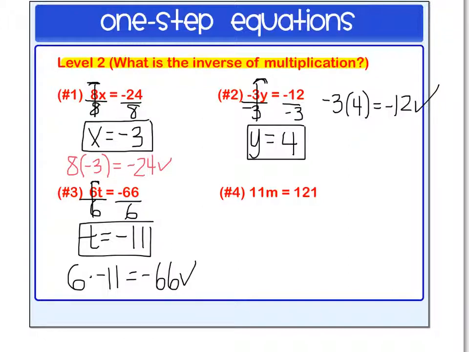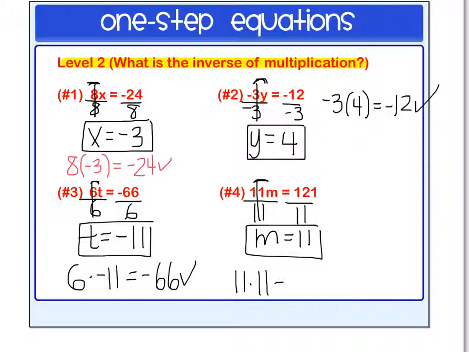On number 4, you'll notice we've got an 11 attached to our m by multiplication. To undo multiplication, we're going to divide. So we're going to divide both sides by 11. 121 divided by 11 gives me 11. I've got my 11 over 11, which is 1. 1m equals 11. To check my work, does 11 times 11 equal 121? Yes, it does. You should remember this one from our perfect squares at the very beginning of the year.